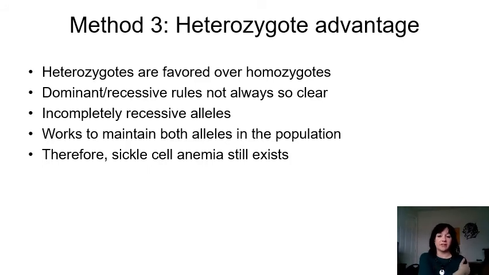So for whatever reason, in some situations, heterozygotes can provide an advantage. Usually this is due to this phenomenon called an incomplete recessive allele. All right, so this promotes both alleles, the dominant and the recessive, to stay in that population over time. So the third method that variability can be promoted in a population is heterozygote advantage, and it's due to this phenomenon called incomplete recessive alleles.